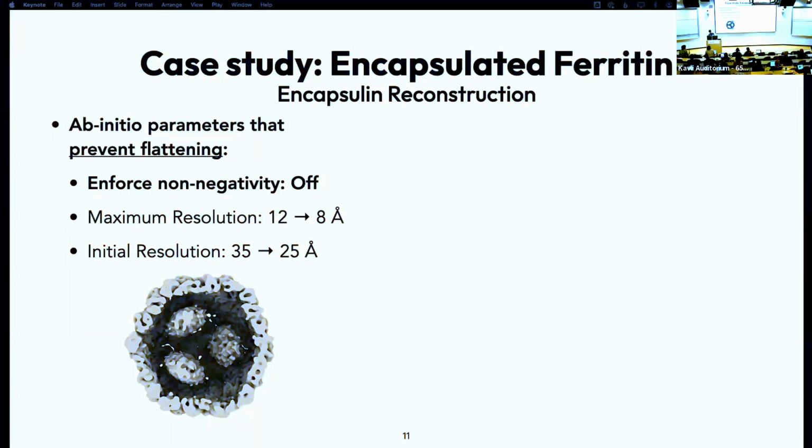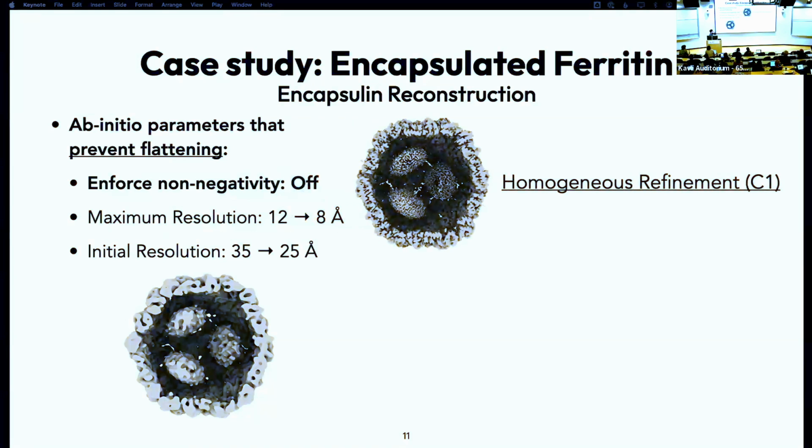Okay, using these parameters, we actually nicely recover both the encapsulin as well as the internal tetrahedral configuration of the encapsulated ferritin, shown here in the bottom left. And after this, I ran 2 refinements because I wanted to see what would happen. First, I ran an asymmetric refinement with just C1 symmetry, which just looks like a higher resolution structure of this now. But the nice thing is that we didn't lose the symmetry break.